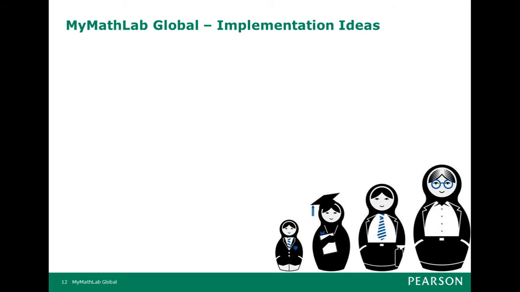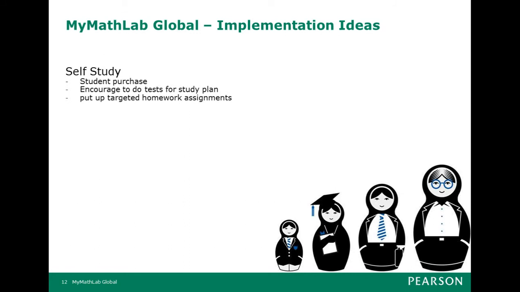Some of the ways that we see it used successfully, on a very basic level, is the self-study level, where you get the students to buy access, you encourage them to do tests for the study plans, and you might put up some targeted homework and assignments. This is very much student-driven, where they go in as they need help. But we know that students, if they're not forced to do these things, often don't use it very well. So that way can get results, but you're not going to hit the students that really need the help sometimes.